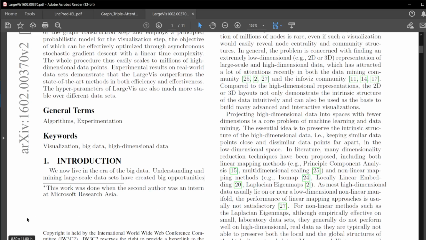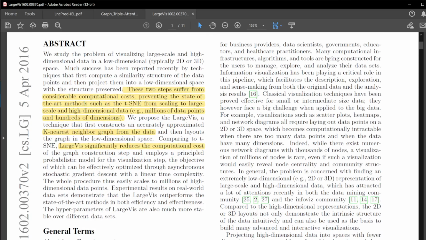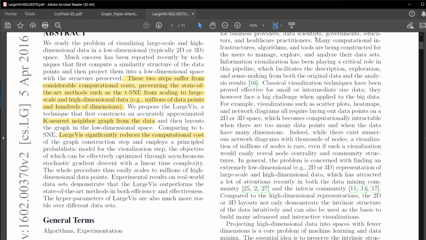for business providers, data scientists, governments, educators, and healthcare practitioners. Many computational infrastructures, algorithms, and tools are being constructed for the users to manage, explore, and analyze their data sets. Information visualization has been playing a critical role in this pipeline, which facilitates the description, exploration, and sense-making from both the original data and the analysis results.